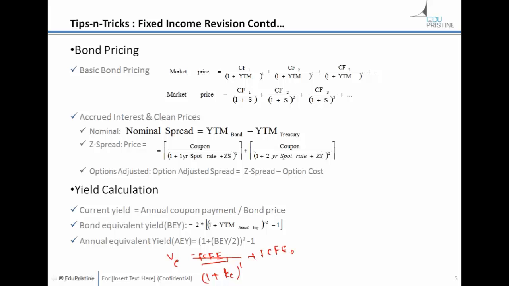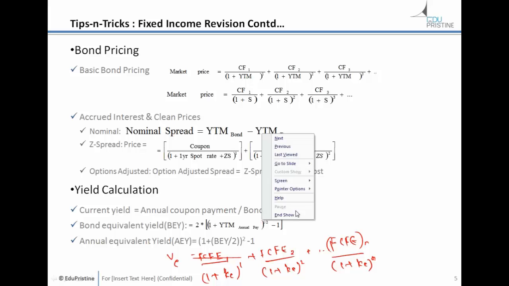If I have to see the relation between these two, I was discounting the free cash flow to the firm for each of the years at the respective cost of equity. Similarly, in case of the bond, I am discounting the cash flows with the respective discounting rates. In this case, the discounting rate is called the yield to maturity. Yield to maturity is a single rate of discounting which makes the discounted value of the bond equal to the market price of the bond.